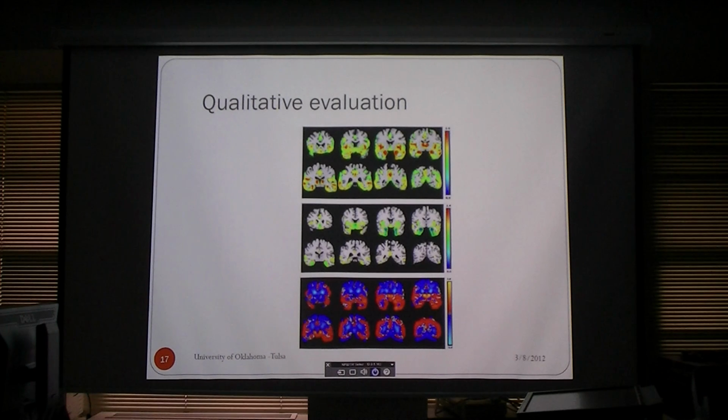And in this slide, I want to show some results of this algorithm. In the first row, you can see the result of generative discriminative basis learning, which are matched to parts of the brain. This one is the result of non-negative matrix factorization, and the last one is SVD, singular value decomposition.